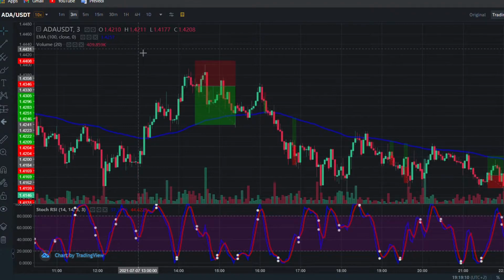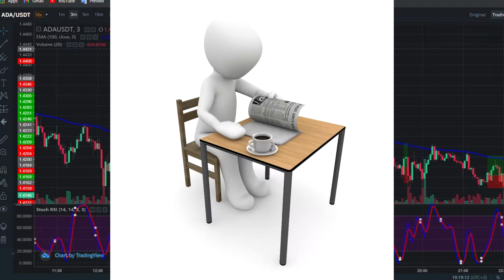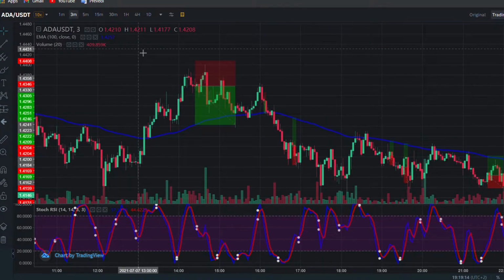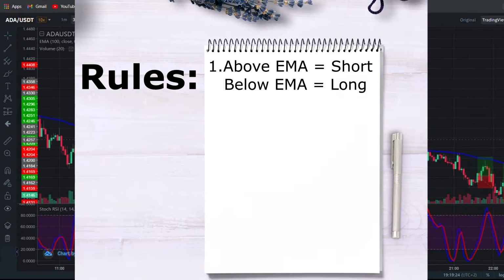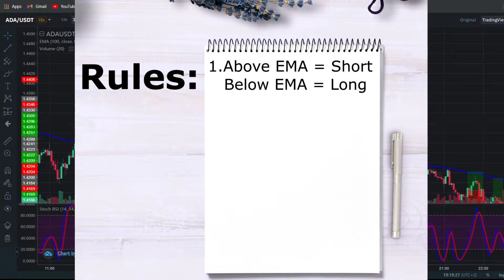So this strategy goes against the trend. In theory, this is a great strategy to trade reversals, pullbacks, and in a volatile consolidating market. The rules are pretty simple. When the price is above the EMA, you can only go short. When it's below, you can only go long.